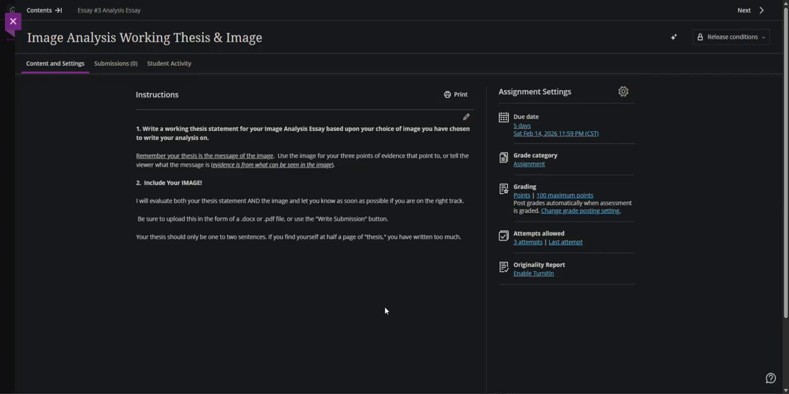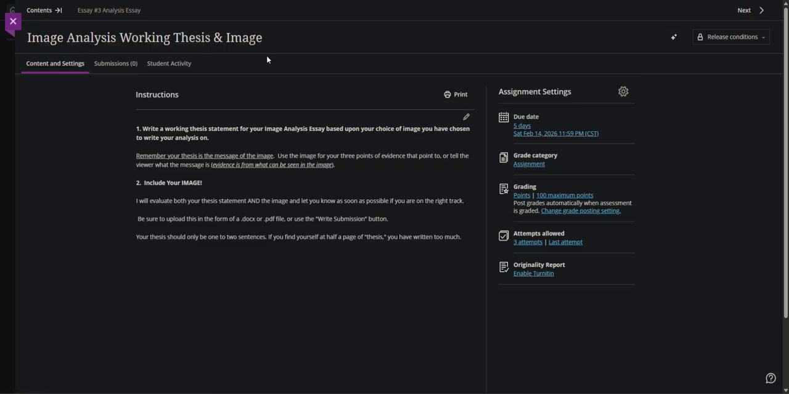So what I try to do is get these working thesis statements graded and back to you as soon as possible, so you can maybe reverse course or alter your course a bit just to make sure that you're on the right track. So, again, this is probably the most important assignment that we have for this week, and as such, this is the one that's going to count for attendance for this week.